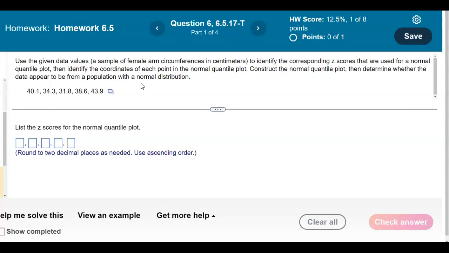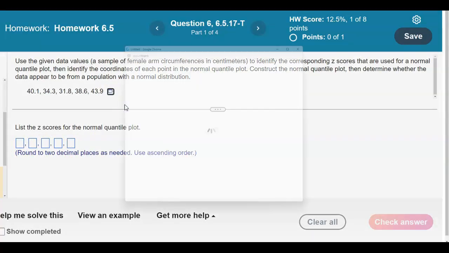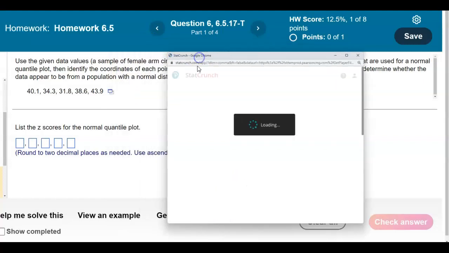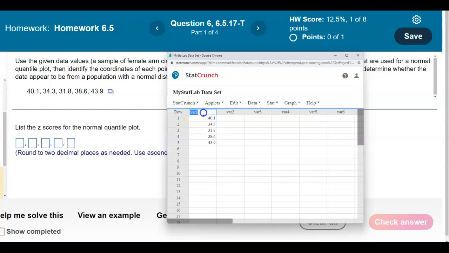So we want to list the z-scores for the normal quantile plot, and it says we need to round them to 2 decimal places as needed and use them in ascending order, going from least to greatest. So what we're going to do is open up this data in StatCrunch. Now, when we open up this data, we're going to call this column the x value.